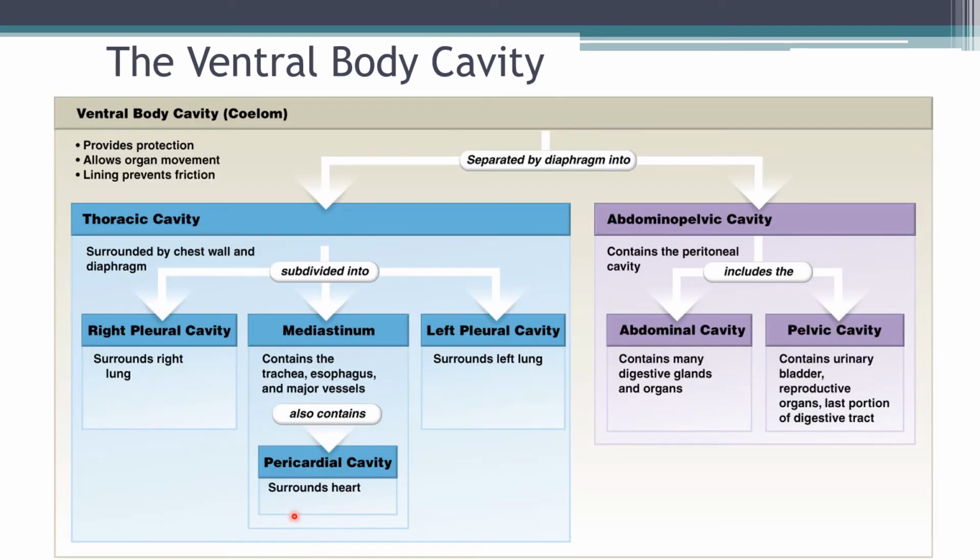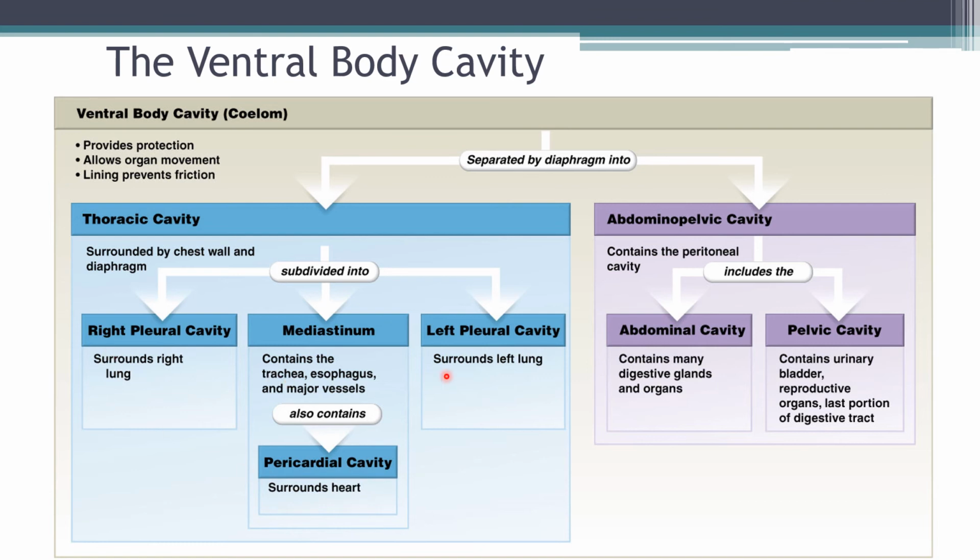So this is going to be a flowchart that shows you these cavities in a different way. This is from a different textbook. I like to think about it this way. For those of you who are visual, this will help as well. It shows you the ventral body cavity is separated by the diaphragm into the thoracic cavity and the abdominal pelvic cavity. And then it shows you this thoracic cavity is a box that has three boxes inside of it, right? Your right pleural cavity, your left pleural cavity, and your mediastinum in the middle. And then that mediastinum has another box inside of it called the pericardial cavity.